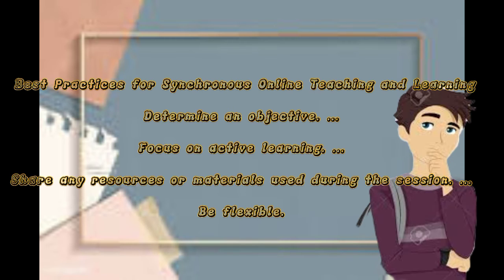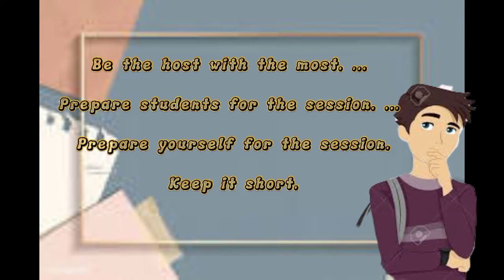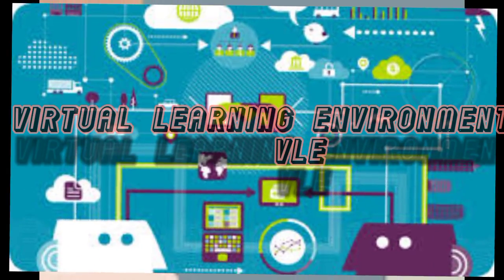Content-content interaction. This association may seem surprising at first, but it will have to be done since the content-content interaction in learning is not only very real, but is a way forward. Best practices for synchronous online teaching and learning. Determine an objective. Focus on active learning. Share any resources or materials used during the session. Be flexible. Be the host with the most. Prepare students for the session. Prepare yourself for the session. Keep it short.